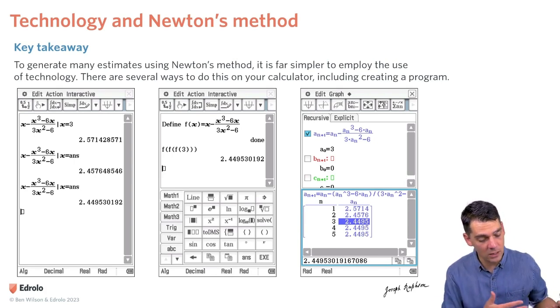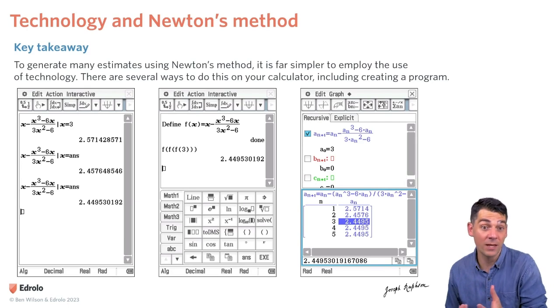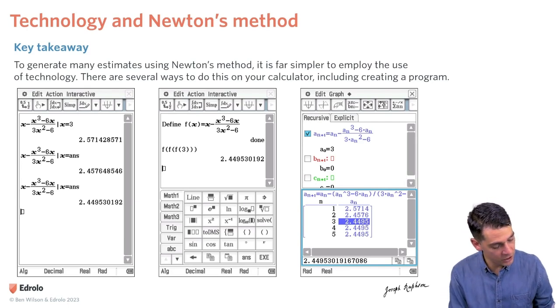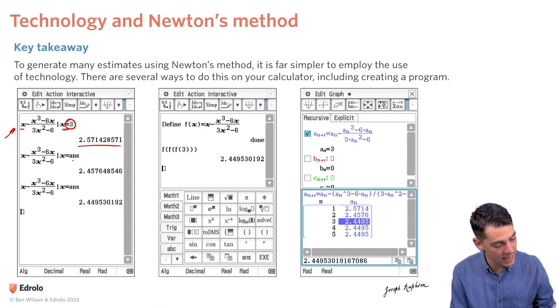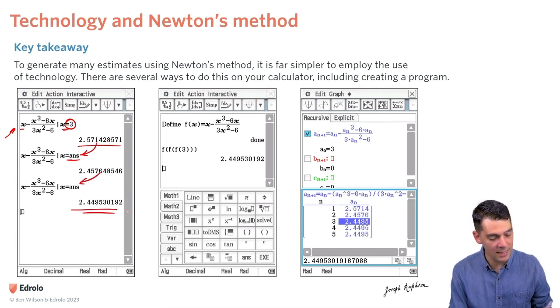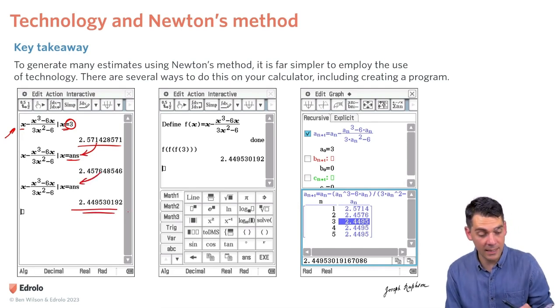And there's a few ways to do it. I've just shown a few screenshots of the Casio ClassPad here. Essentially what I'm doing here is I've found my first guess. So the initial guess was 3, so my first approximation is 2.57. And I've set that up as x minus the function divided by its derivative, given that x equals 3. Then I can just go, all right, do that again, given the answer, and it'll plug the answer in and keep doing that. And there's my next guess.